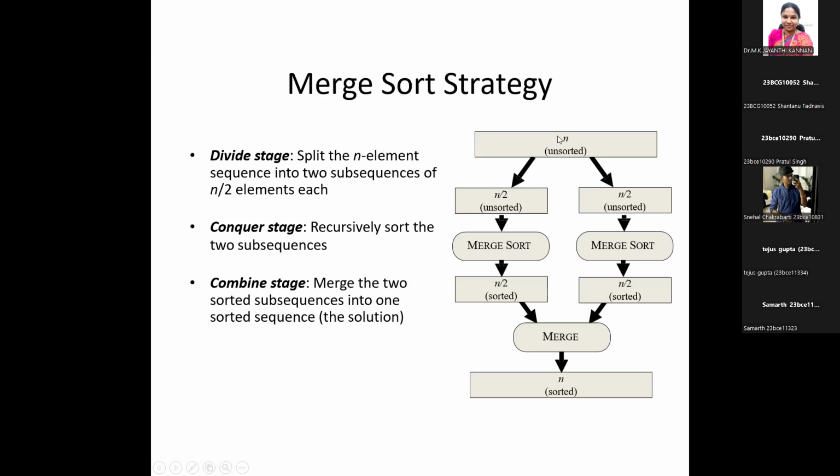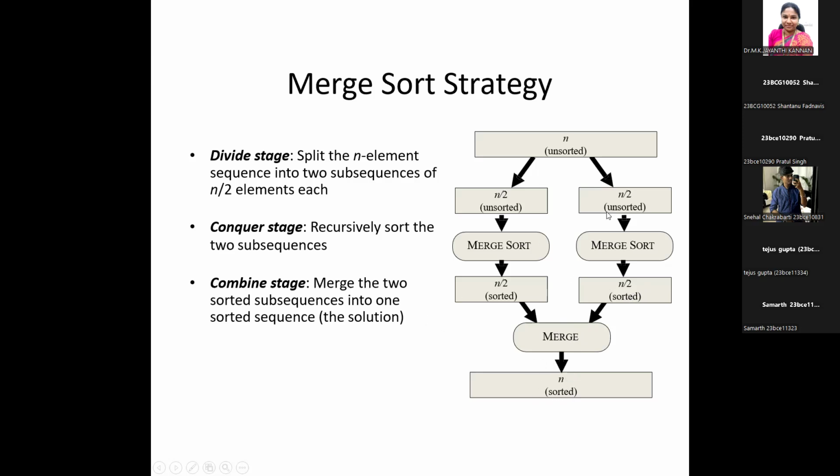So the given input is n unsorted numbers. To sort the given unsorted n numbers, divide into n by 2 subproblems. Sort the n by 2 numbers recursively using merge sort. While sorting, the merge sort method is called recursively, and n by 2 is again divided into n by 4, n by 8, like that. Then we combine all of these to get the n by 2 sorted list. On this side, we are sorting another n by 2 sorted list. Again, merge the n by 2 sorted list with the n by 2 sorted list. We will get the n merged sorted list. So the sorted list is obtained.